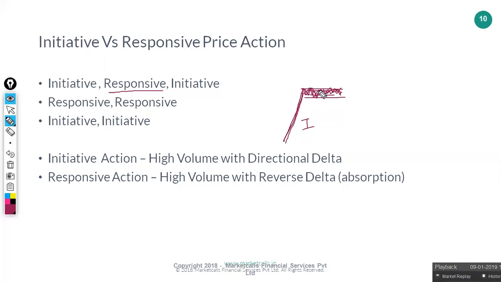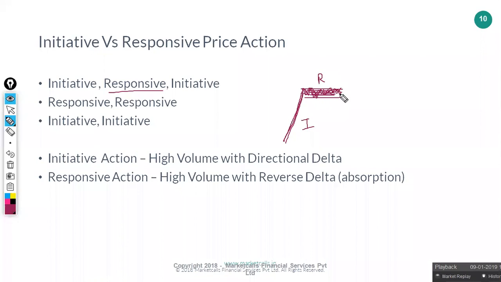These are the zones where you'll see a lot of aggressive sellers, but JP Morgan will be continuously observing all those orders in the form of limit orders. That is why we can call it responsive. What they will be doing there is more of responsive buying.